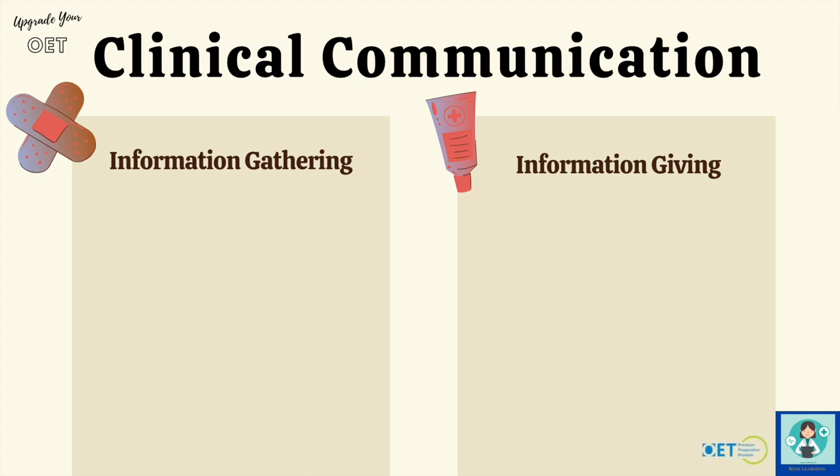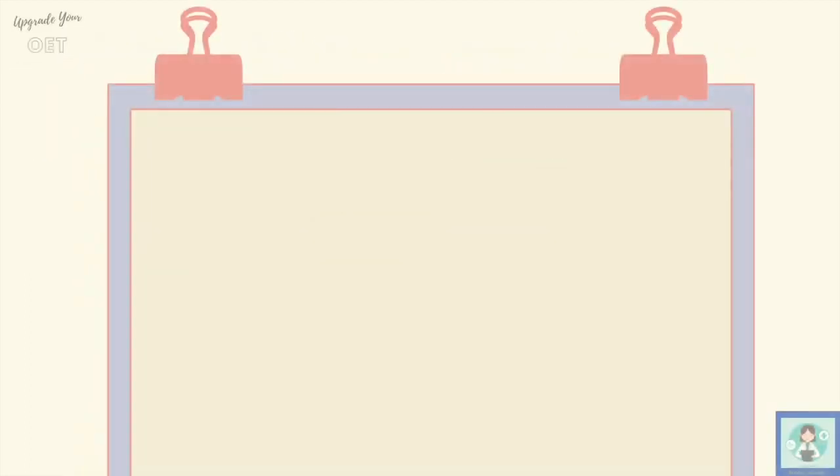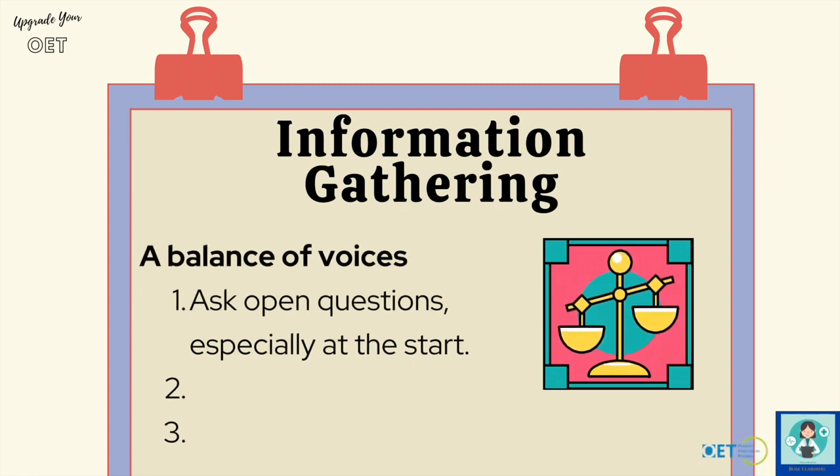Now, in terms of clinical communication, again, I just want to pick out a couple of things about information gathering and information giving. So again, for information gathering, the way you get the higher scores is to have a balance of voices. This is what the OET have told me as a premium preparation provider. They know what candidates are missing, and this is one thing that keeps coming up. In the role plays, there's a tendency for candidates to just keep talking. It's a speaking exam, you think. I have to speak.